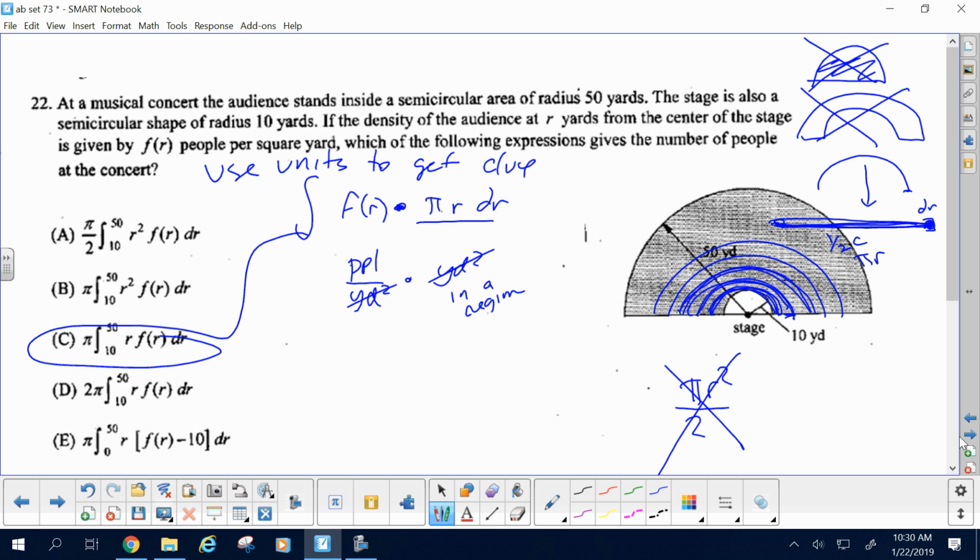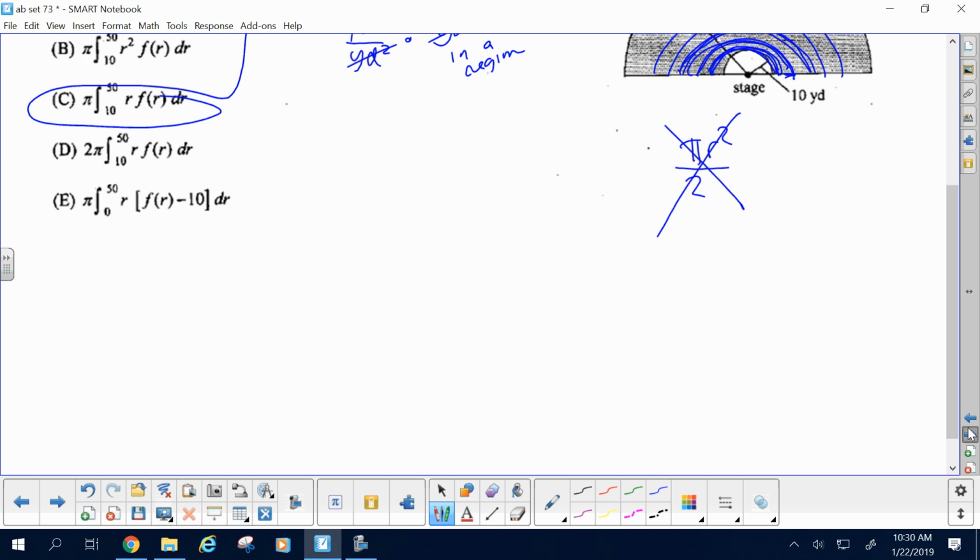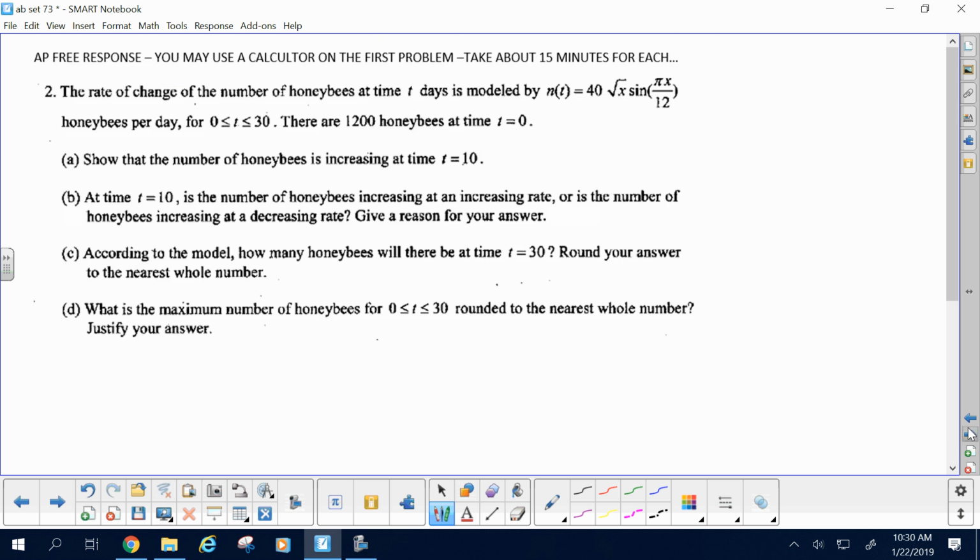All right. Last but not least, the AP free response problems. You want to be getting about a 6 out of 9 here or better. And make yourself some notes here. Okay. First of all, read carefully. This is the rate of change in the number of honeybees.